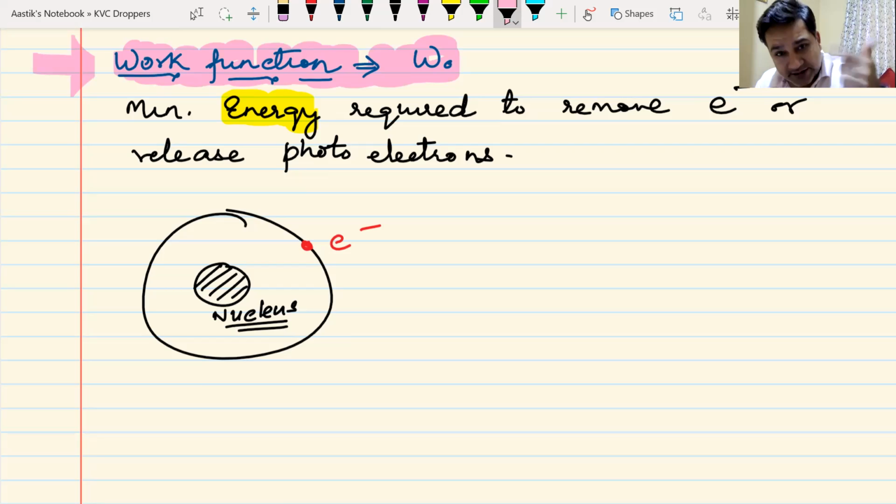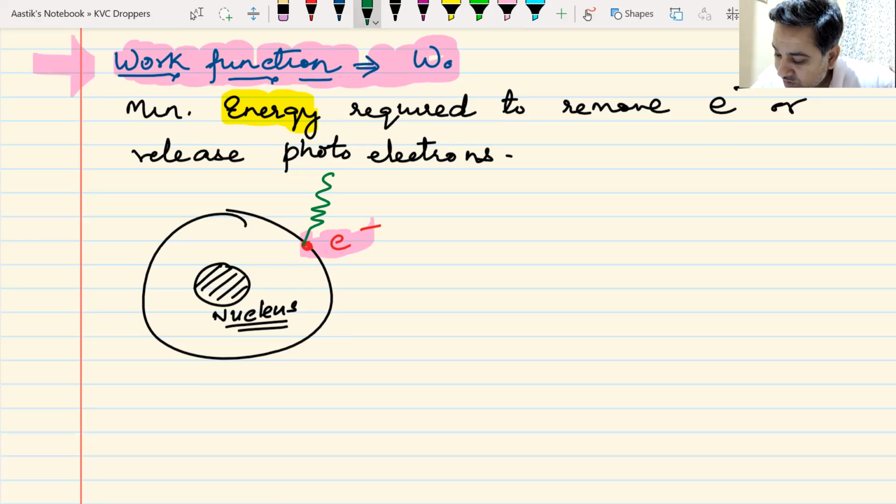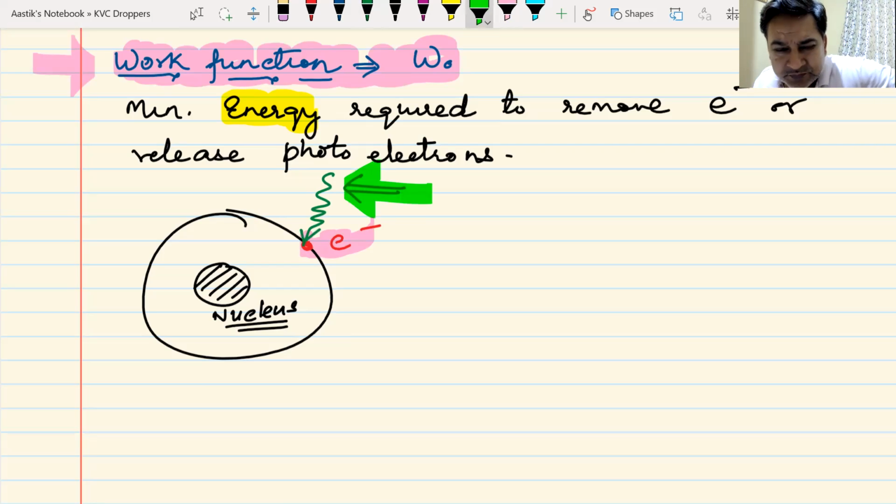So I need some energy to liberate this electron. Now, how is this energy going to come? I'm going to make light fall onto it. Now, how does this light liberate this electron? To understand this, I'm going to draw this shape. What is this that I've drawn? That red thing is your electron. What is that green thing?